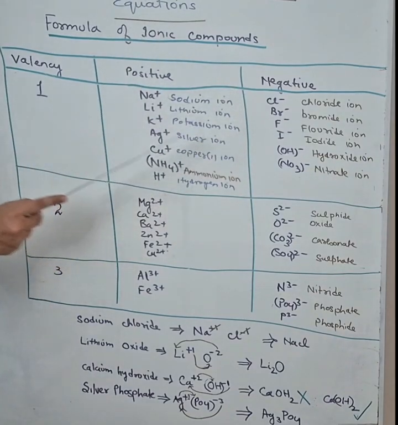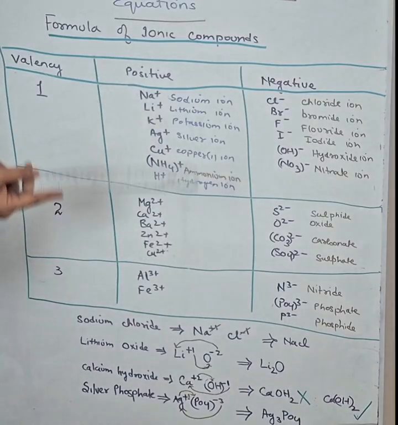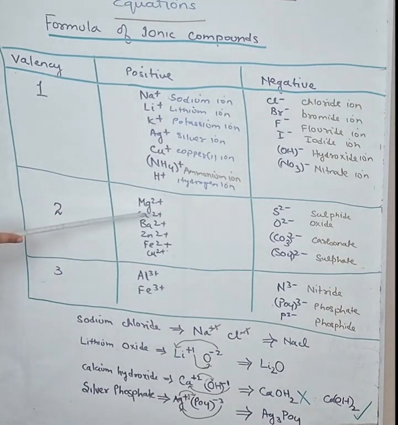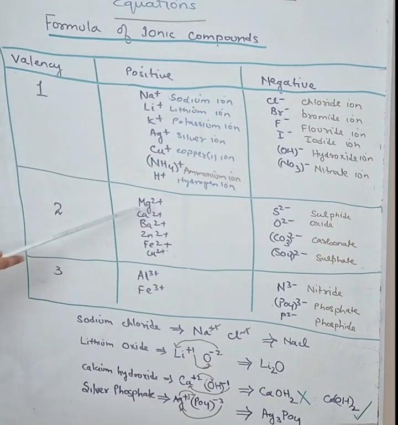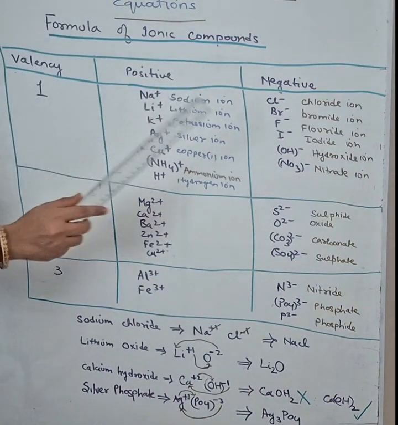Now you see this, the positive ion's name doesn't change here. For positive ions, it is called sodium ion, lithium ion, potassium ion, silver ion. There is no change. Magnesium ion, calcium ion, barium ion, zinc ion, but we will write ion after the name of the positive metal. Aluminium ion and iron ion, no change here. Okay, but in the negative ion, the name changes.